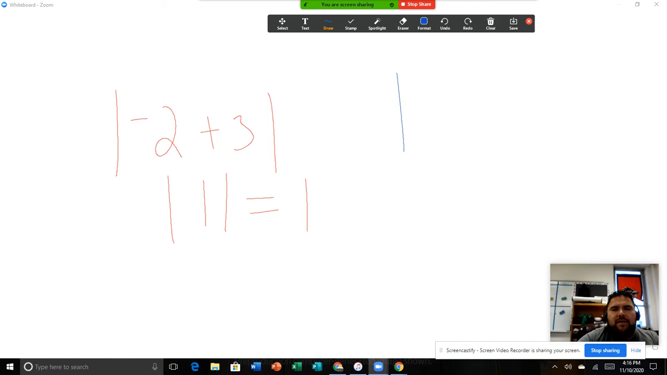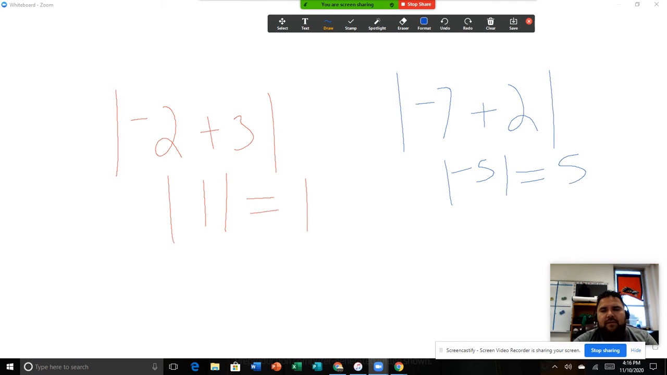Another example could be something like this: absolute value of -7 plus 2. -7 plus 2, you do that first. -7 plus 2 is -5. Then the absolute value of -5 is +5.